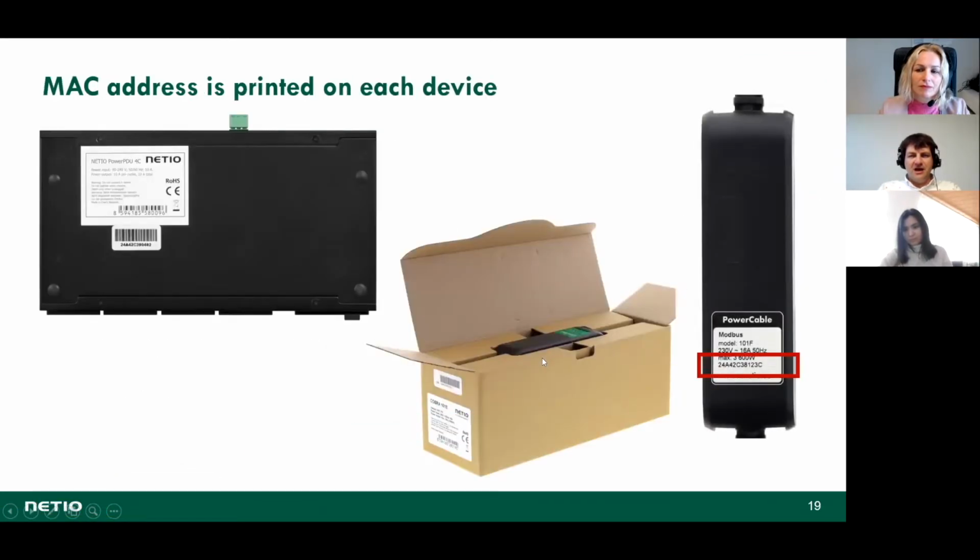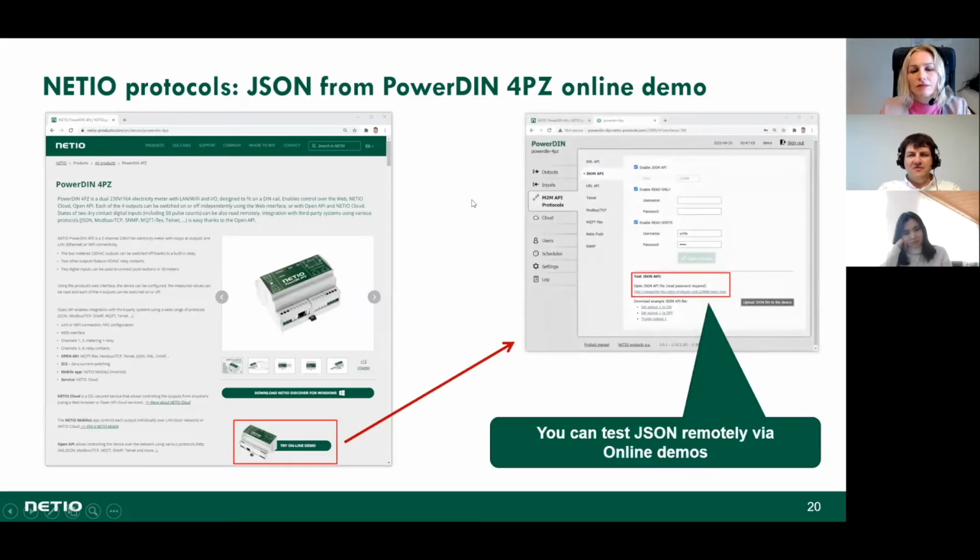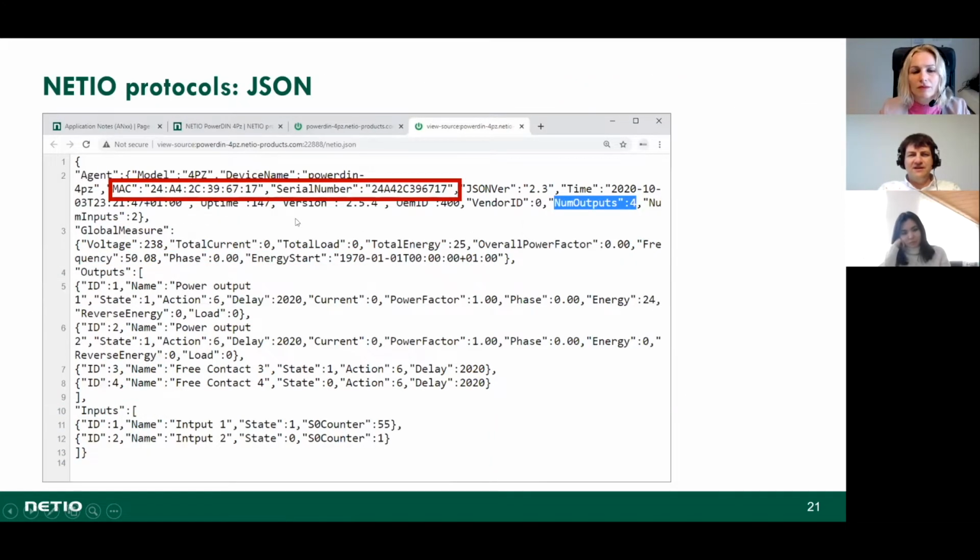Fine. The MAC address is used as identification on each device. On the label on the box or on the device, there is always this number. And in the online demo, as I showed right now, you can see that the MAC address appears twice, as a serial number and as MAC.